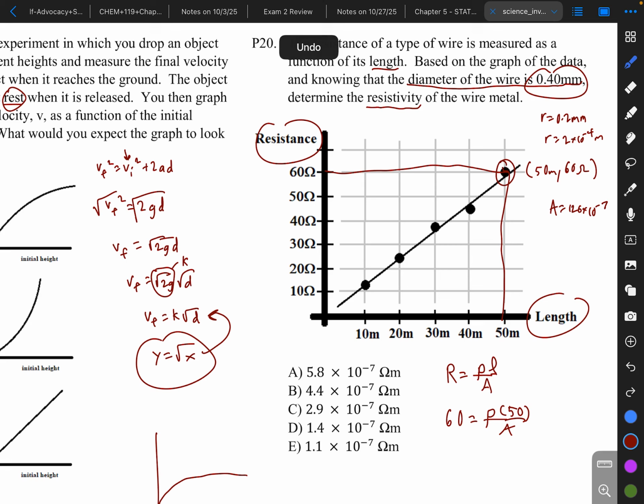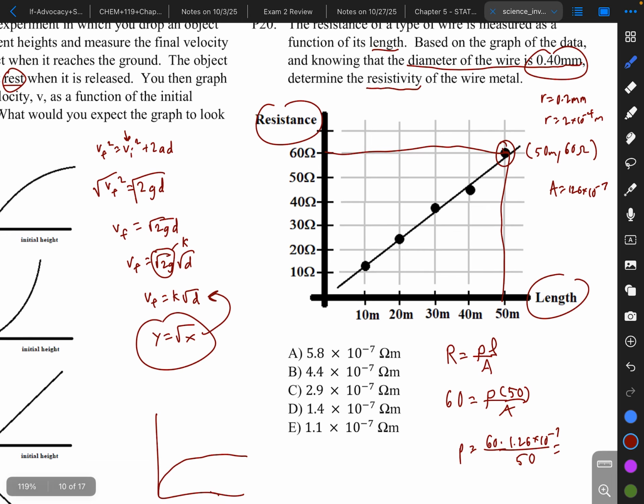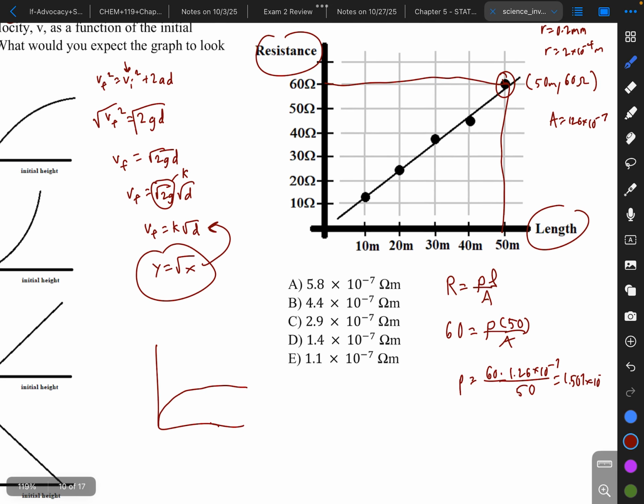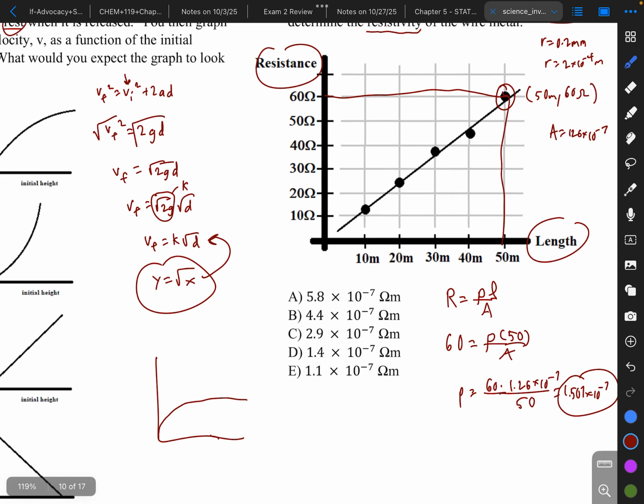So plugging that in the bottom, actually, I'll just solve for rho. 60 times 1.26 times 10 to the negative 7 over 50. You would get roughly 1.507 times 10 to the power of negative 7. So the answer would be the closest to this value, which in this case would be D.